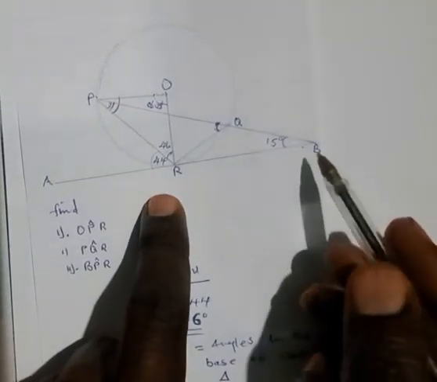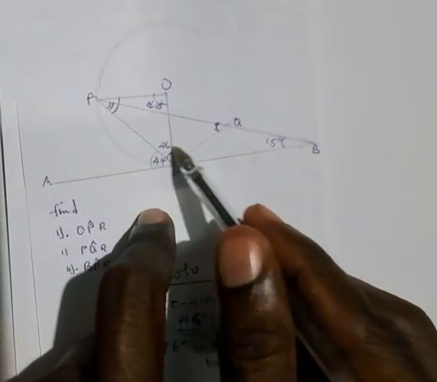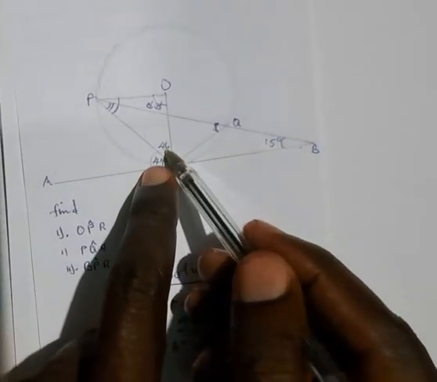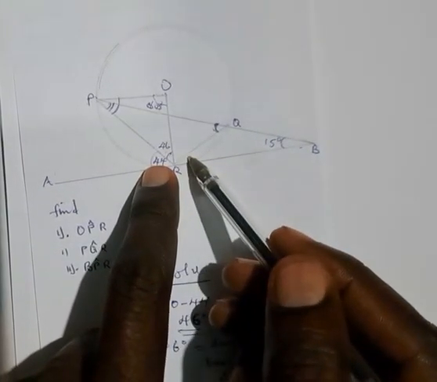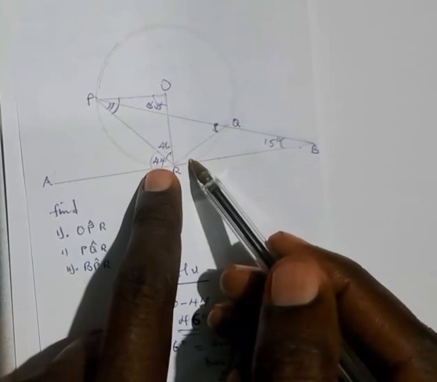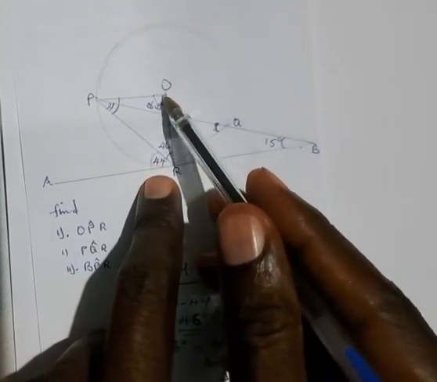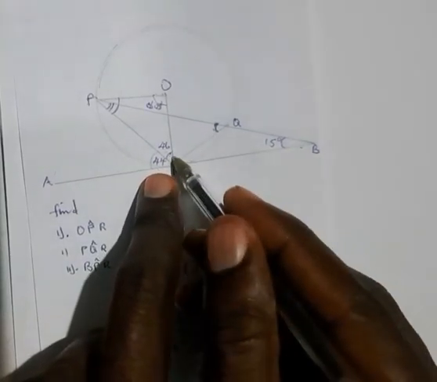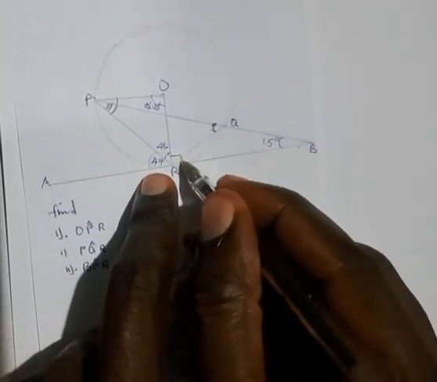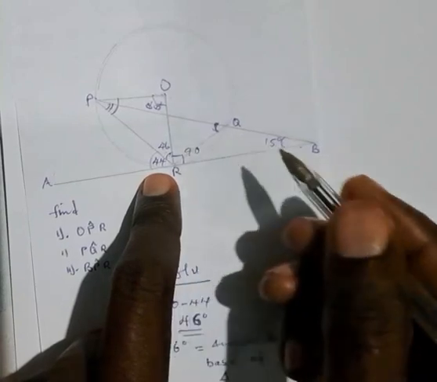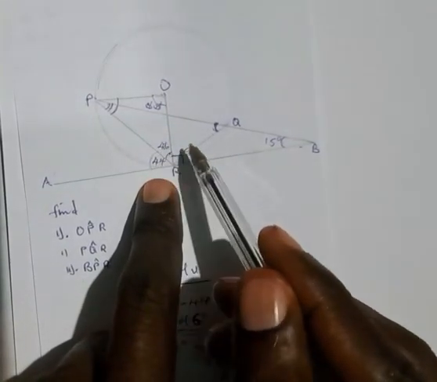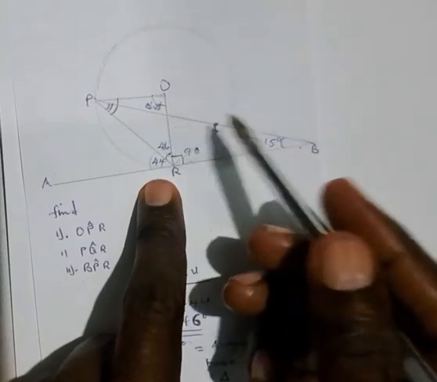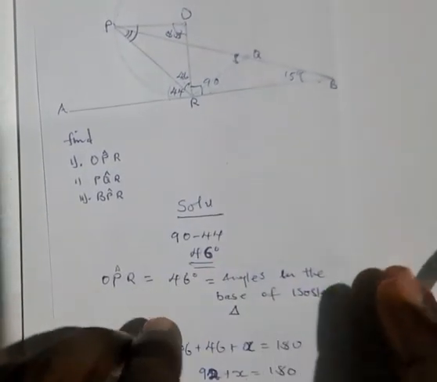So now, if you look at this angle and this angle here, they add up to 180. We have this 46, we have this 15, we don't have this one. But we can have this one if we say the angle between the radius and the tangent is 90. So the whole of this is 90. If we say this one plus this one plus this one plus that one is equal to 180, because these are angles in a triangle.